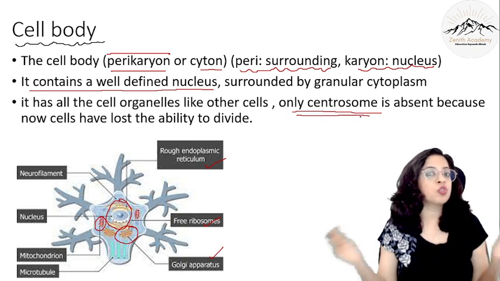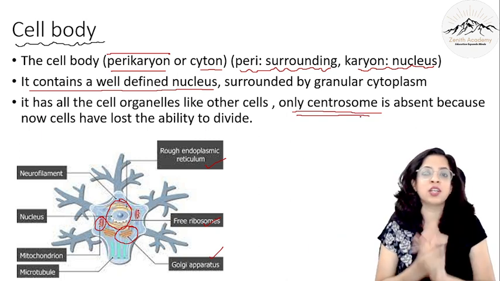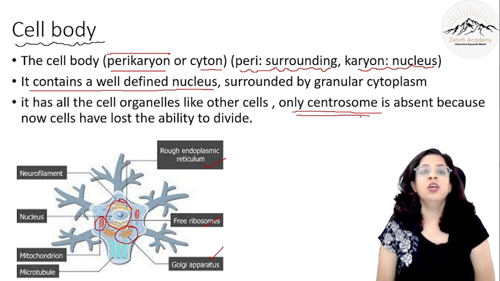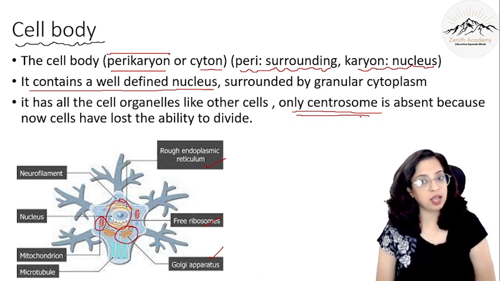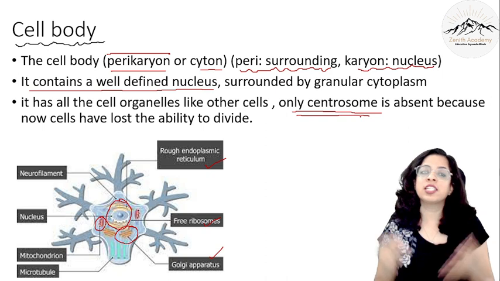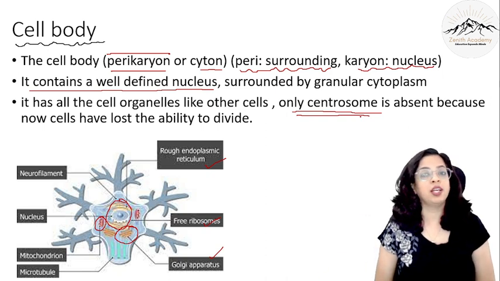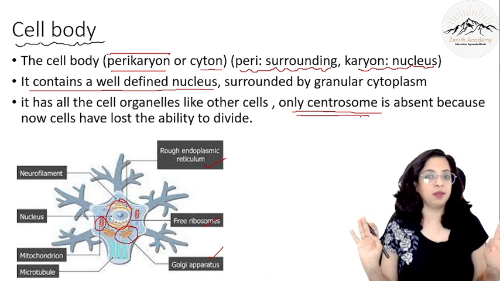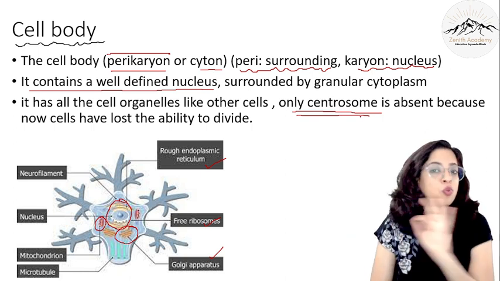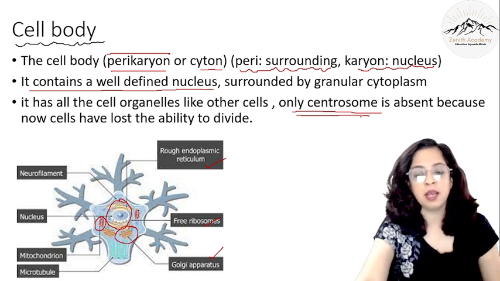You know where the centrosome is used, right? In the last term we studied about cell division and everything. The centrosome is absent here because now the cells have lost the ability to divide. Nerve cells do not divide. That is why the centrosome is not required. I hope this is clear.